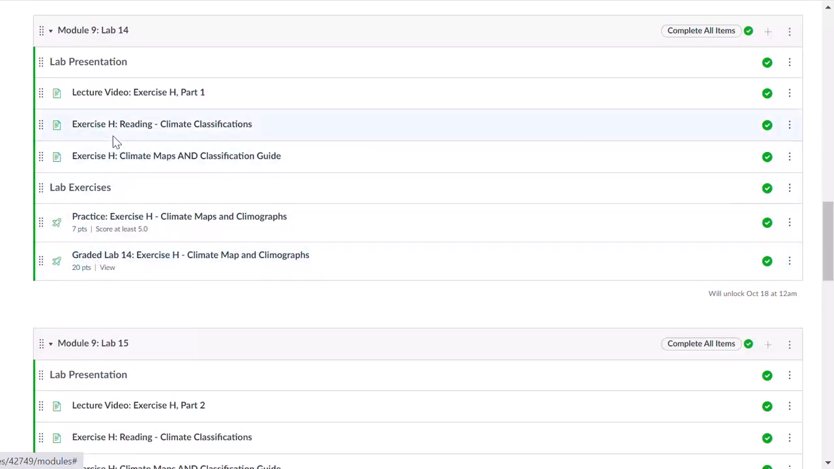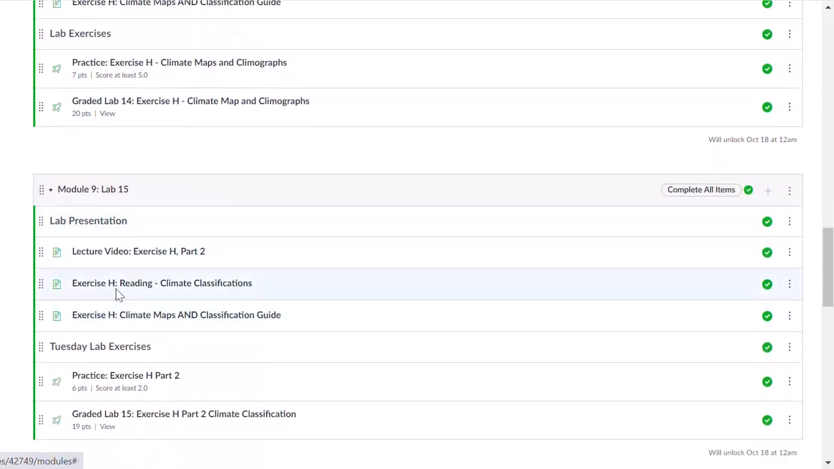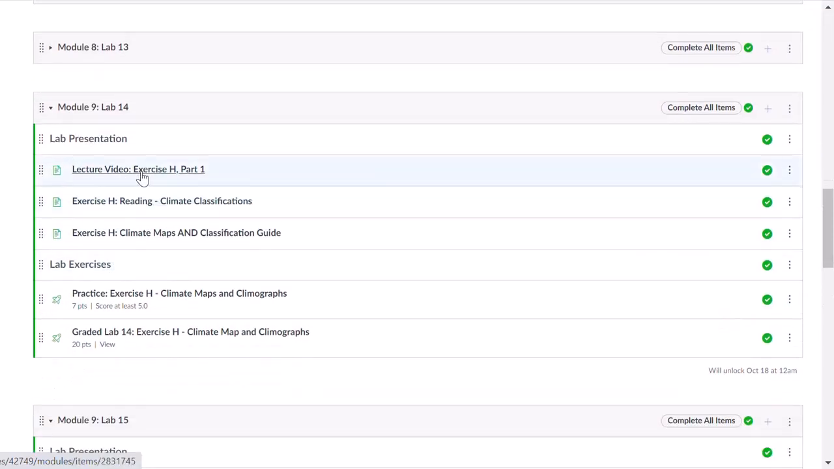And these documents are exactly the same as these. So there will be a second video that will better help to illustrate how to do the practice lab for exercise H part 2 as well as its graded lab. But for right now, we are diving into this exercise H part 1. You've already clicked on the video, so I'm going to go ahead and click on the reading so we can get the lecture portion started.